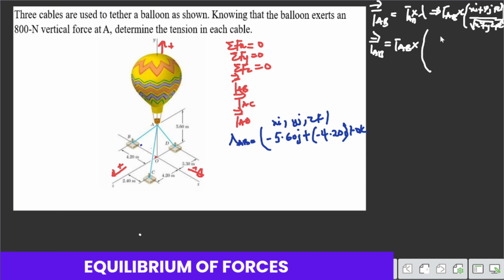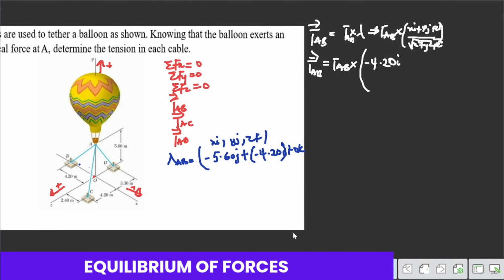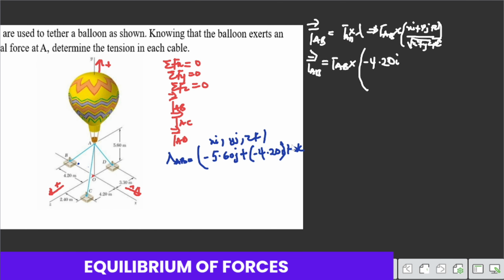So we're having xi, and looking at this, our xi is going to be negative 4.20, all right, I here. The next one again, we are going to have our j. Our j is negative 5.60 J. Then lastly, our k is going to be 0. So that is our z component, all divided by the square root of all these.